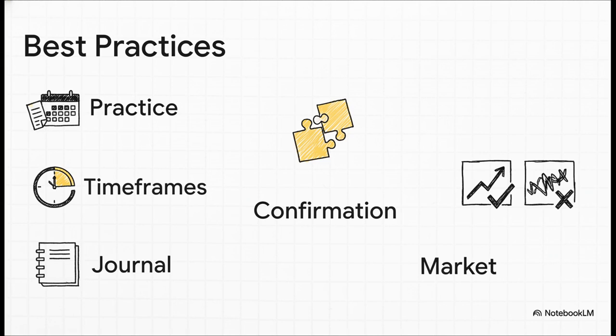First, and I cannot stress this enough, practice on a demo account. I'm talking months, not just a few days. Second, stick to higher time frames like the daily or 4-hour charts where the signals are much cleaner. Third, always look for extra confirmation. And maybe most critically, know your market environment. This is a trend-following system. Using it in a choppy, sideways market is like trying to sail a boat in a bathtub. You're just going to go around in circles.